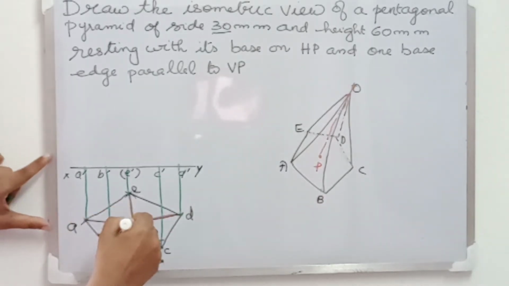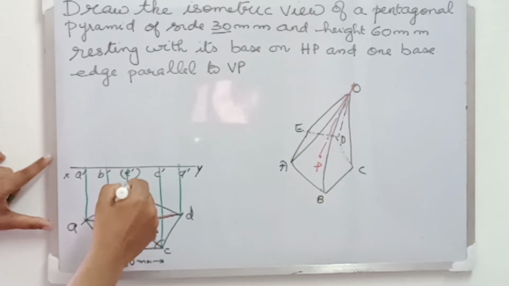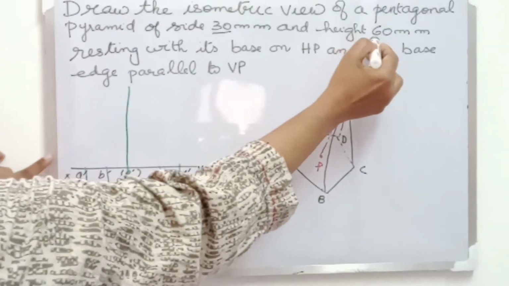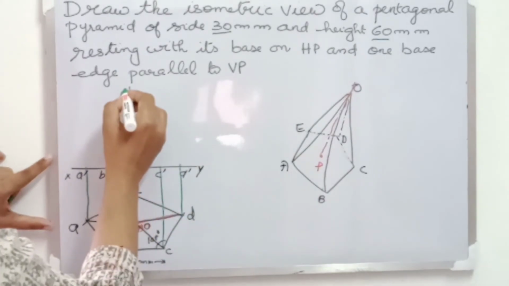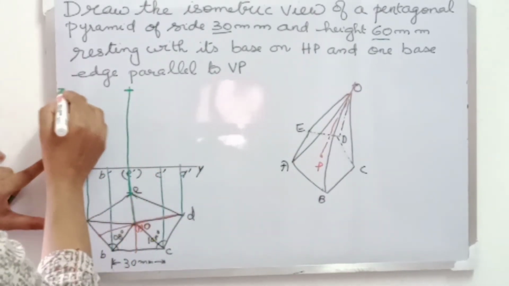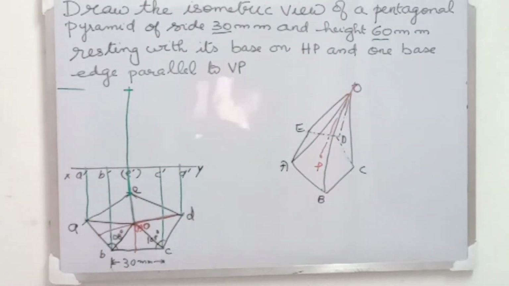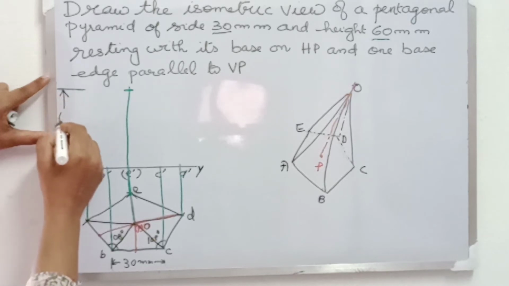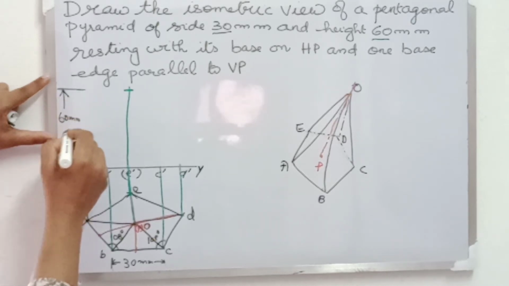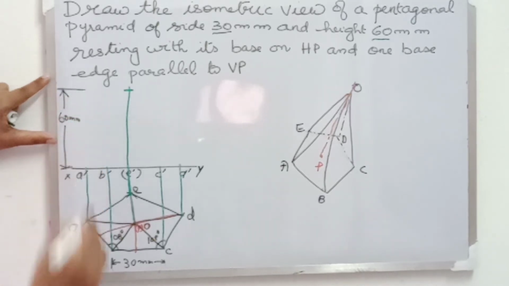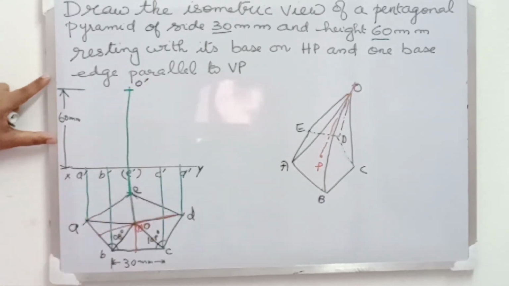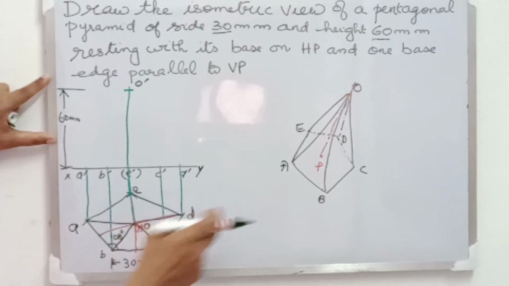Next, to draw the apex, that is point O, we need to draw the axis. So draw the projector from P and we know the height of the axis is 60 mm. So mark 60 mm on that vertical line and also mark the dimension here in the front view, that is 60 mm height of the pyramid. Let's mark the apex as O dashed in the front view.